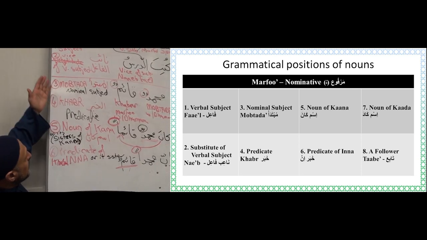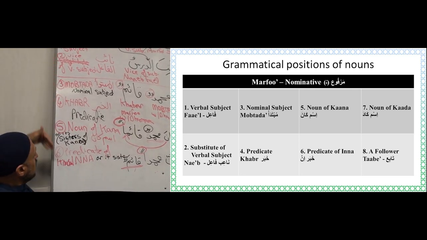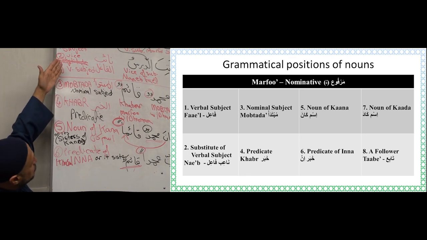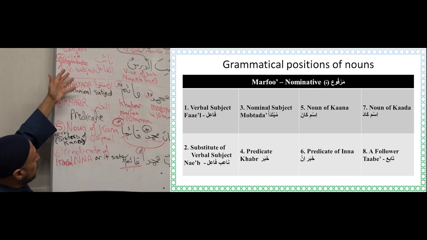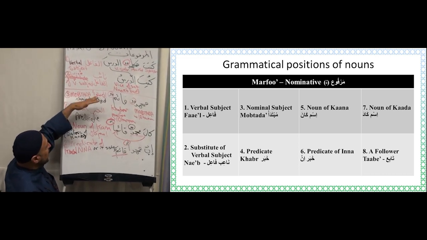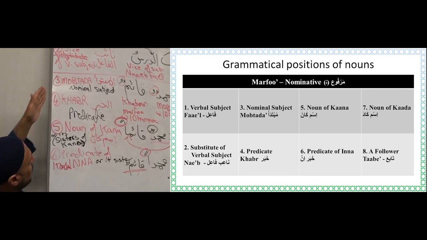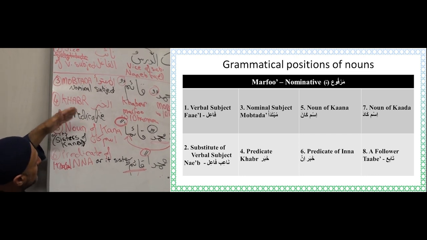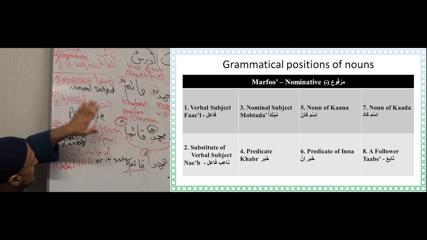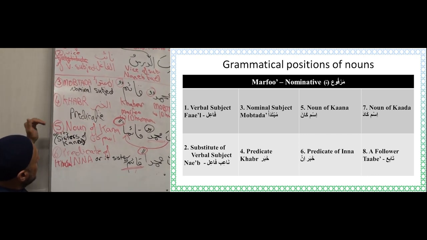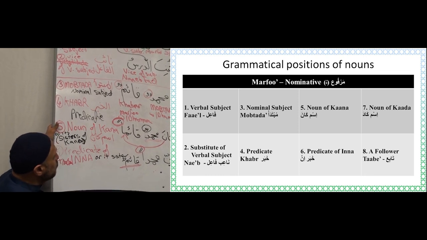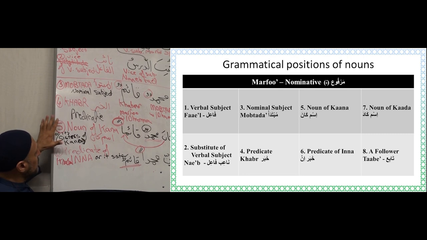So now, as you can see, we have done six marfu'at. Fa'il, verbal subject. Na'ib fa'il, the one who chucks out the subject and takes its place; it's still an object, but the grammatical position changes, the sign changes. Vice of the subject, na'ib fa'il. Then we have mubtada, nominal subject, and khabar, its wife, the predicate. This sweet husband and wife both have the same signs, dhamma and dhamma, marfu' and marfu'. Then these sisters of Kana come and mess up the mind of the wife, but the husband is still marfu'. So we say ism Kana: the mubtada becomes ism Kana, noun of Kana, which is marfu'.